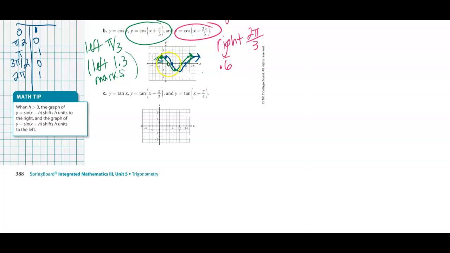Pi over 4 is our tick mark, so 1 mark is a fourth, 0.25. So 0.25 goes into 0.6 2 whole times with a little left over. So we're going to go right 2 and a little bit.